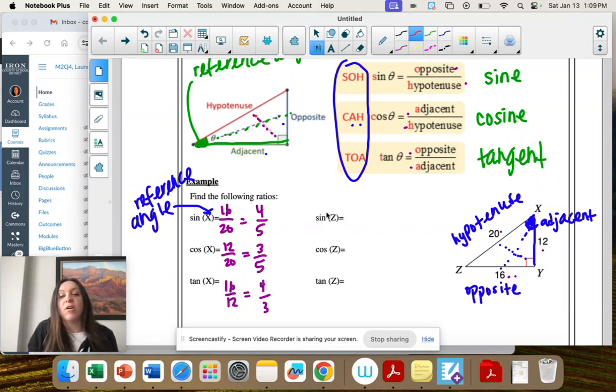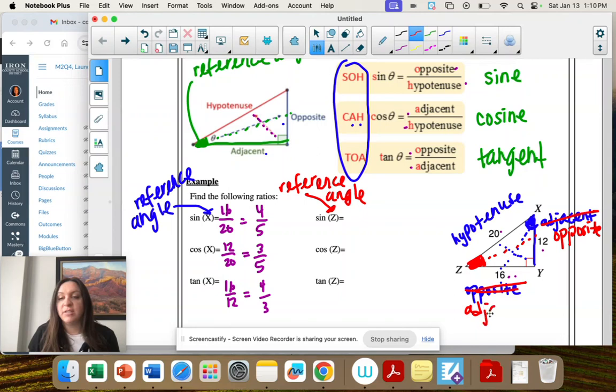And then our reference angle can switch. Because our reference angle can never be the right angle. So you have two options on your reference angle. So now if our reference angle is Z, across from that is now the opposite. And then next to that is now the adjacent. But the hypotenuse, that stays the same. So now our ratios are going to change because our sides have changed.